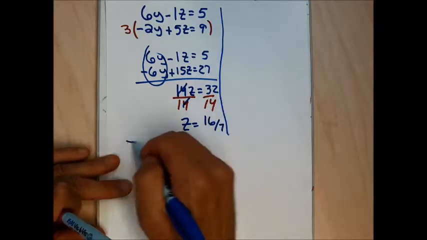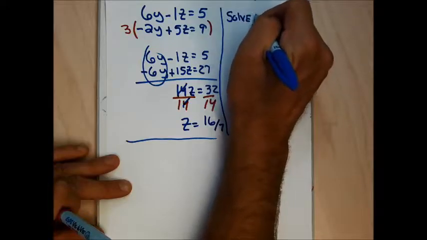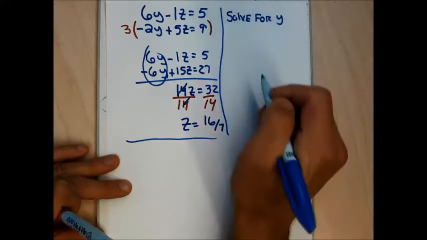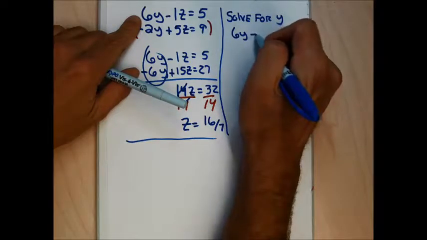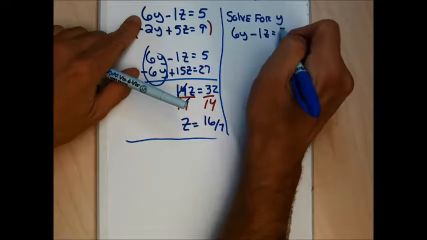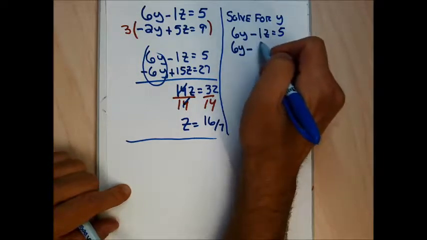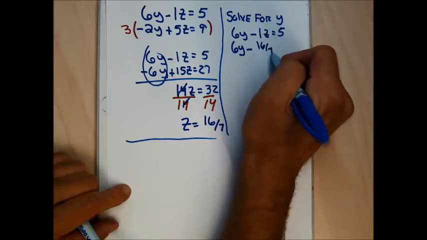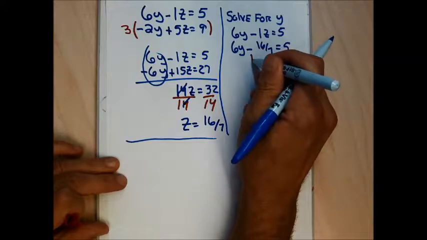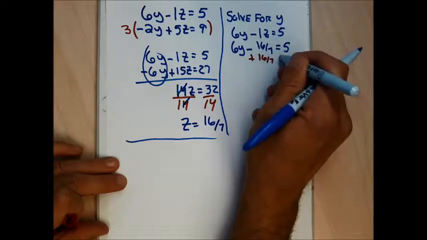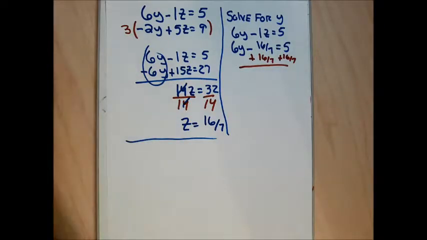I need to solve for y using that horrible z, which means I'm going to break out my calculator. I'm going to use this equation that has a nice positive y and solve for y. I'm going to go 6y minus z, which is 16 over 7. I don't need the 1 in front of it, equals 5. I'm going to add 16 over 7 to both sides, and I don't like to do fraction work by hand, especially on the videos, because I make too many mistakes.